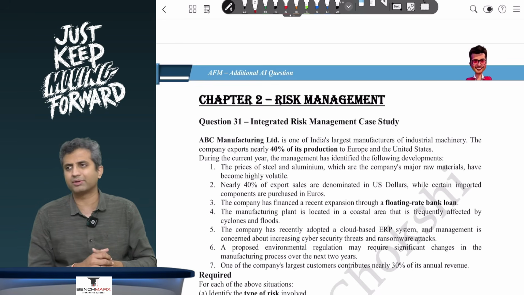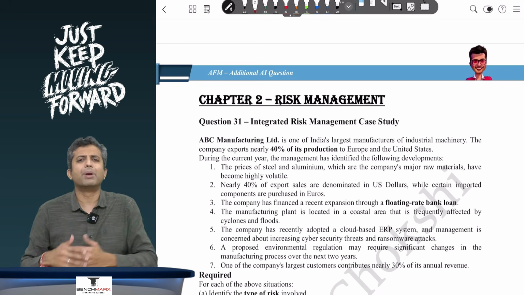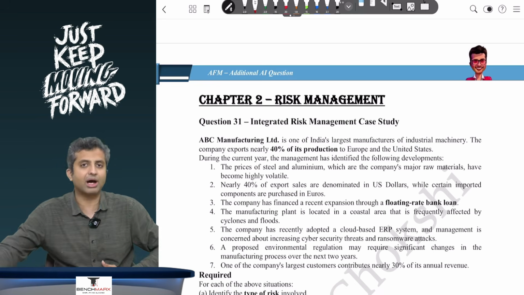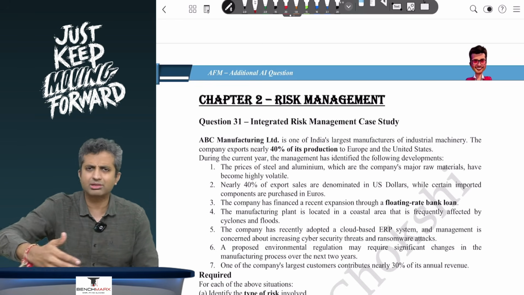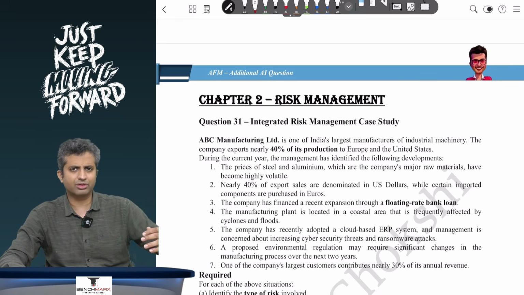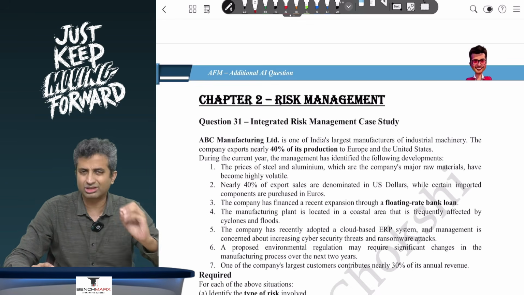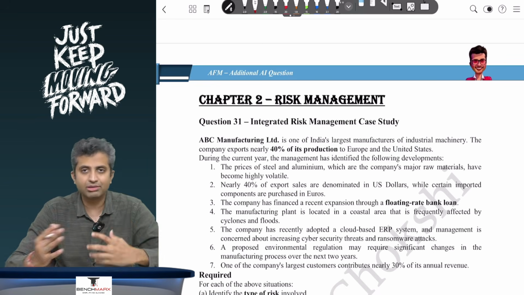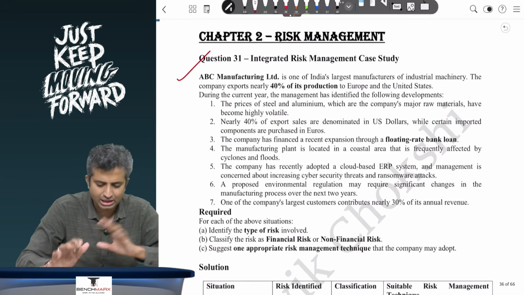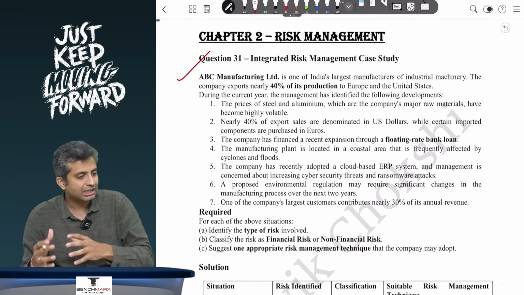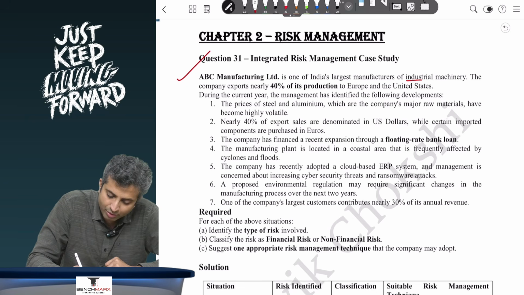And they've asked you a couple of case studies in the past as well. And by no means am I saying that this is the same case study that is going to come, but maybe other than the VAR section, apart from a theory where they describe financial risk or some price risk or country risk, which is there at a lot of length in your theory compiler as well as the video, maybe they can also ask you a case study, which we are trying to review over here in terms of risk management. This is just an integrated risk management case study, which can act as a base for your thought process. So ABC is one of India's largest manufacturers of industrial machinery.